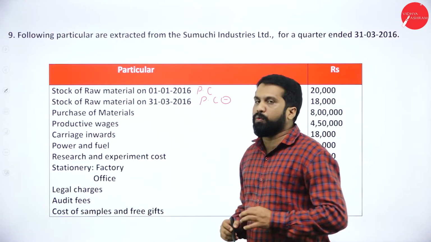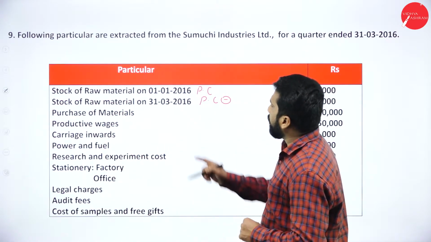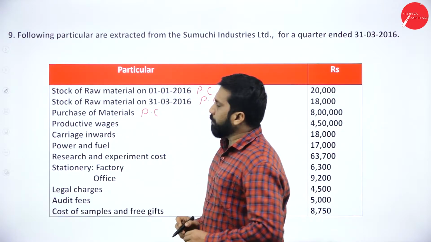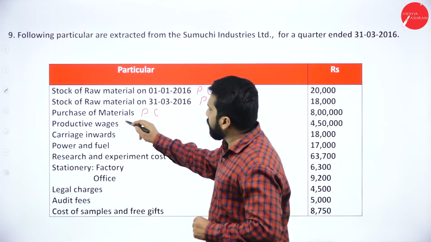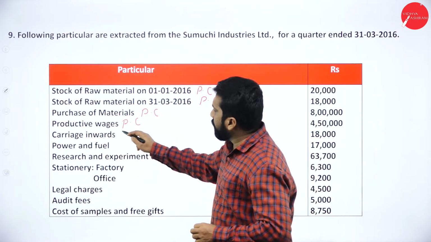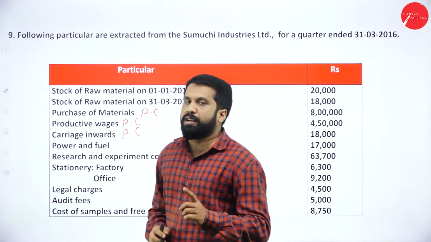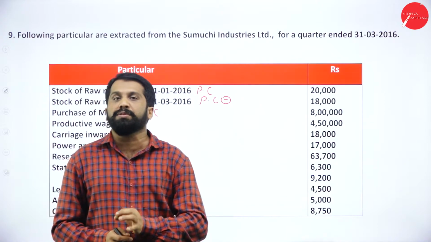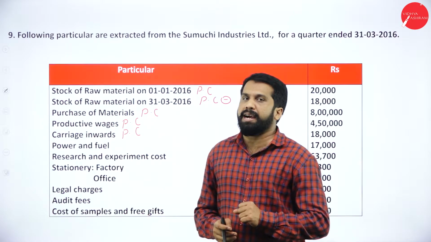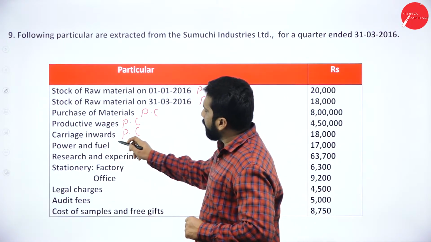Your opening stock will be added, closing stock will be deducted. Then purchase of raw material comes under prime cost. Productive wages come under prime cost. Carriage inward comes under prime cost. Power and fuel comes under where? Where you use fuel and all, you will use it in the factory. To run a machine, you need to add some fuel. That will be your power and fuel.